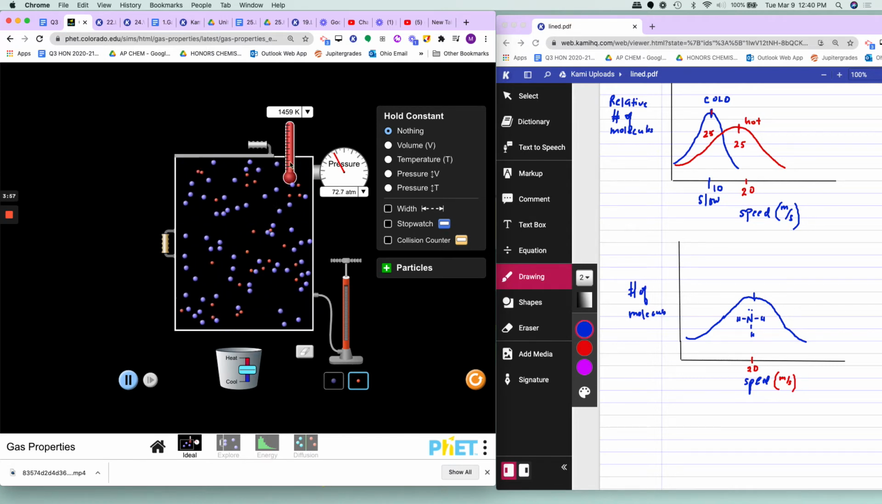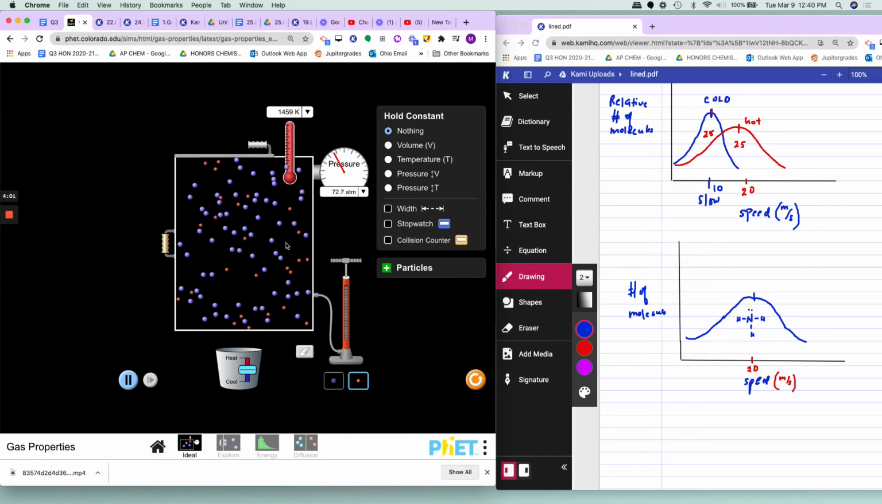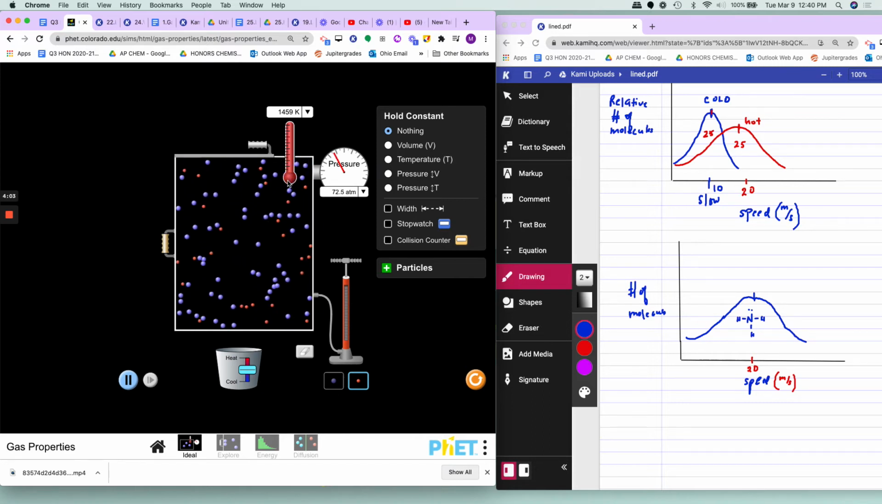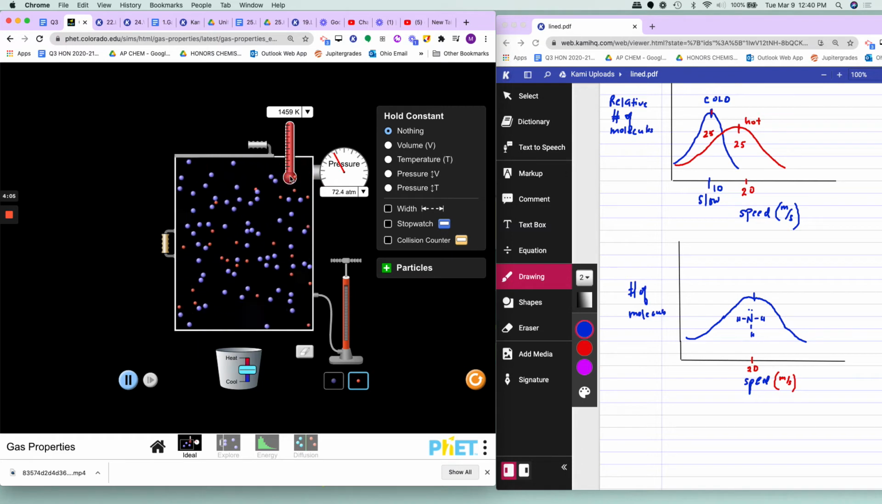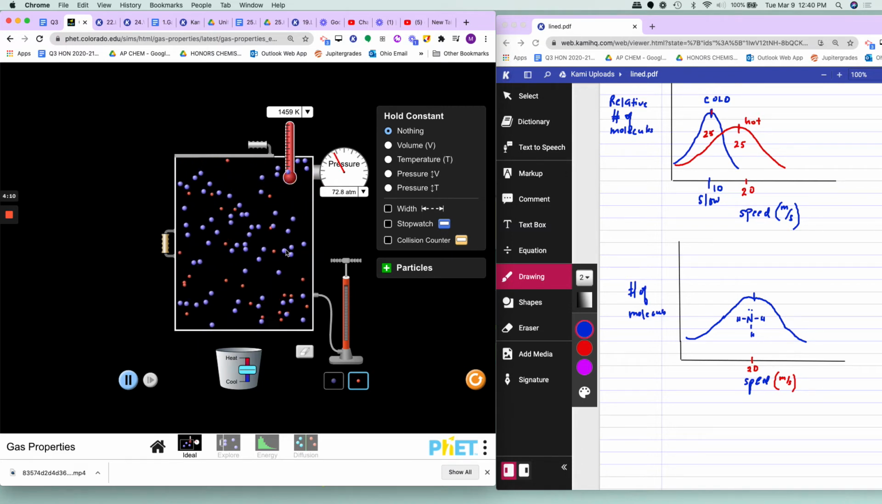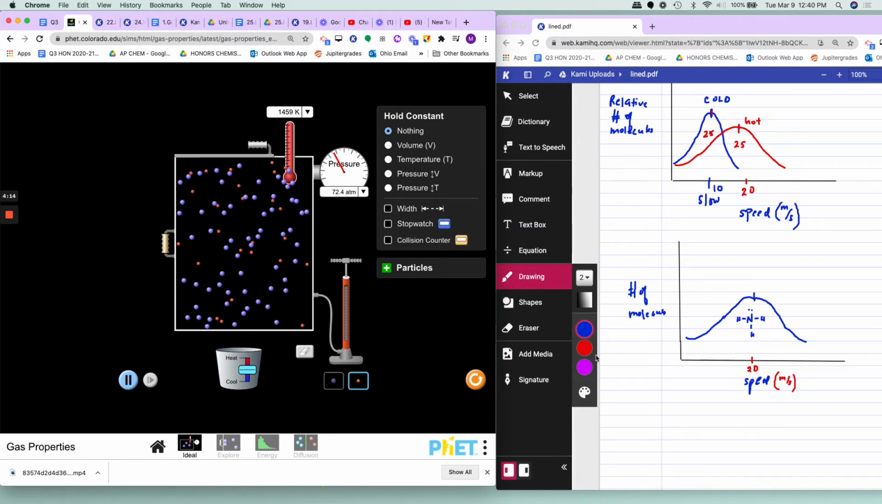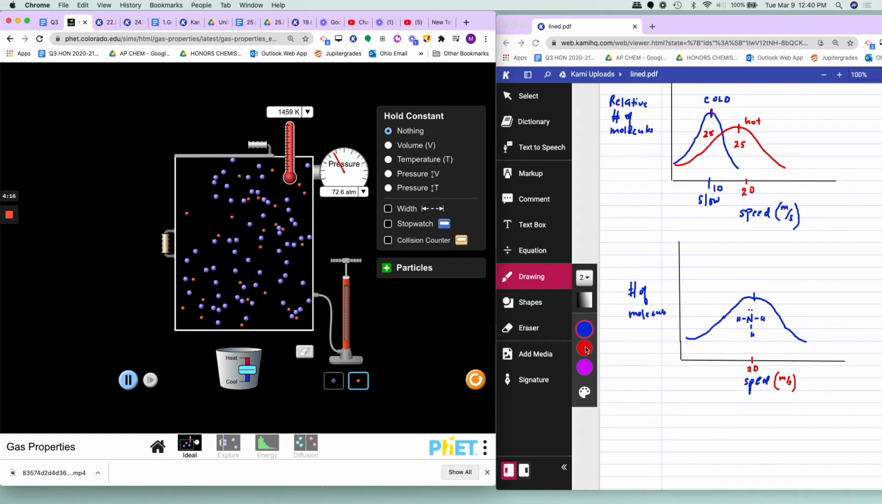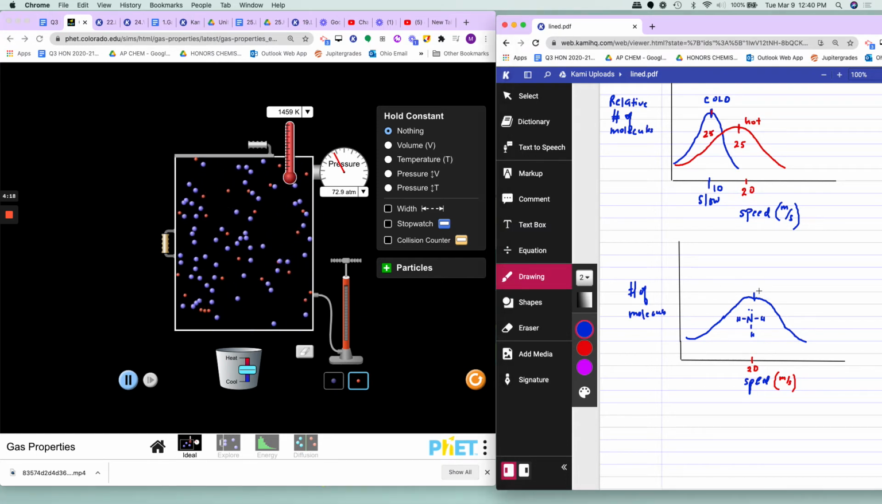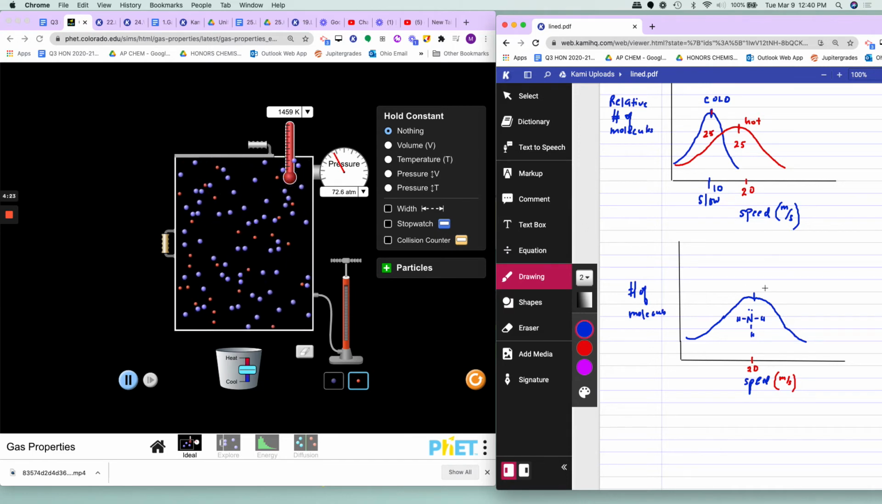Okay, but they're the same temperature, right? So I thought that the velocity is due to the temperature. It's due to the temperature, but it's also based on the mass. So it seems like the lighter the molecules are, the faster they go. Okay, so I'm going to draw that here. This is the initial one. Remember, this is the hot temperature, right?